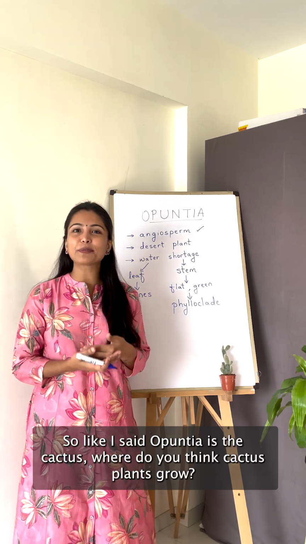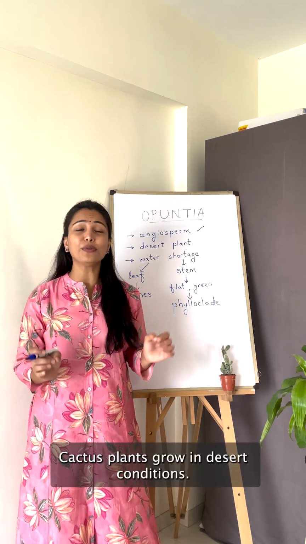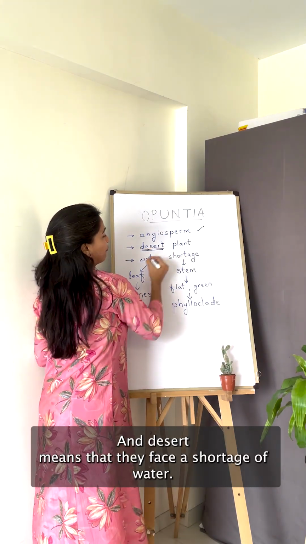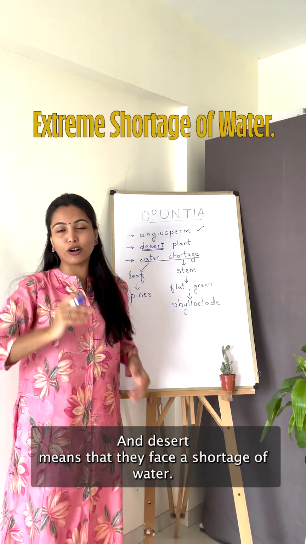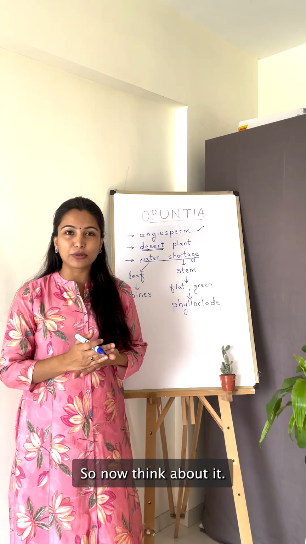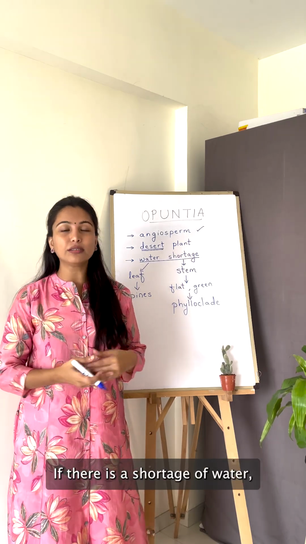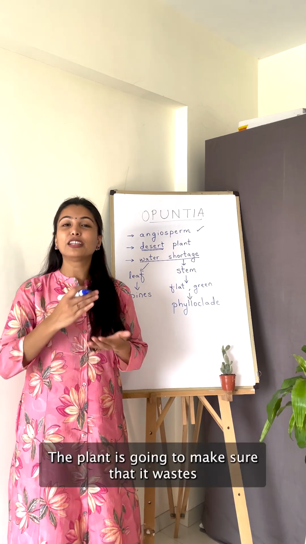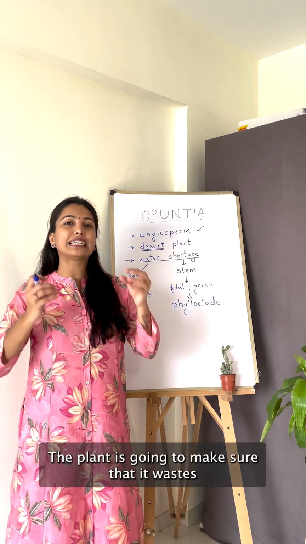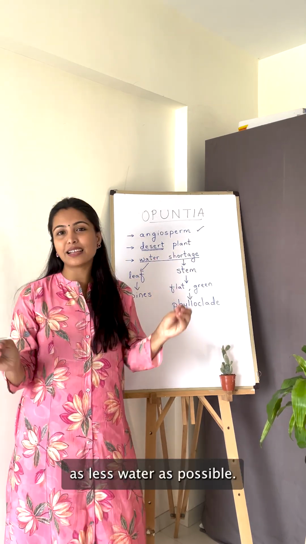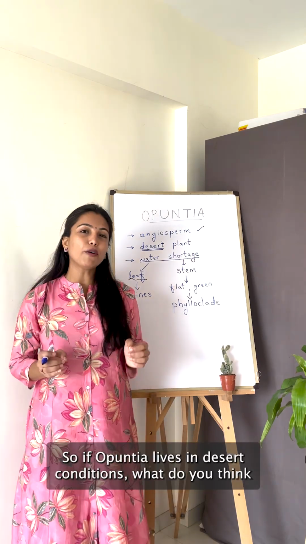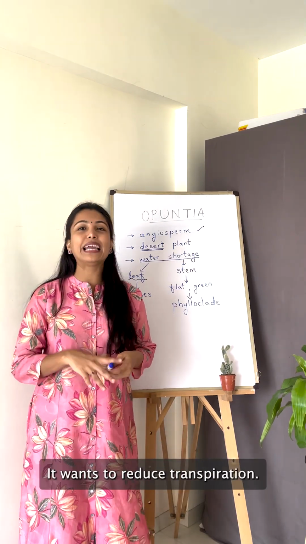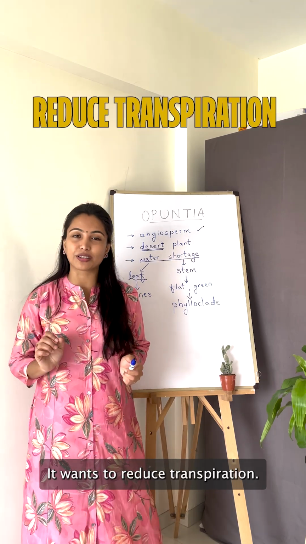Where do you think cactus plants grow? Cactus plants grow in desert conditions. And desert means that they face a shortage of water. So now students, think about it. If there is a shortage of water, how do you think the plant is going to survive in those conditions? The plant is going to make sure that it wastes as little water as possible. So if Opuntia lives in desert conditions, what do you think Opuntia wants to do? It wants to reduce transpiration.